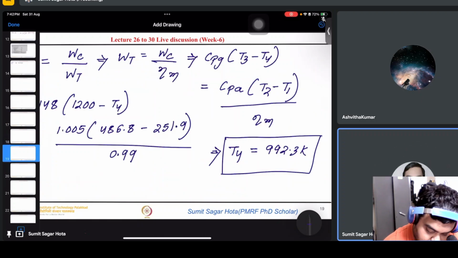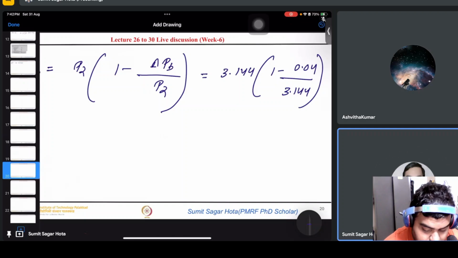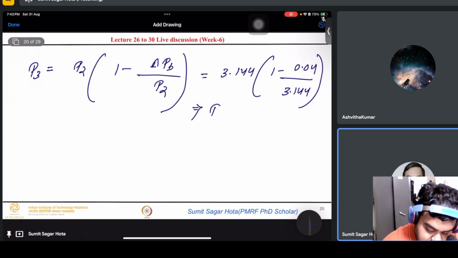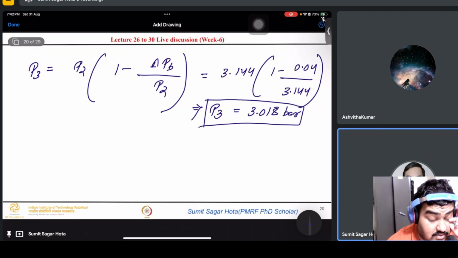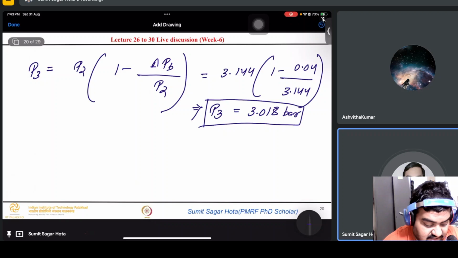So substitute the P2. Then we have the value of P3: 3.018 bar. Okay, so now we have P3, so now we can calculate T4 dash. Without that also we can calculate T4 dash, but the real thing is we cannot calculate P4 unless and until we have T4 dash and P3.